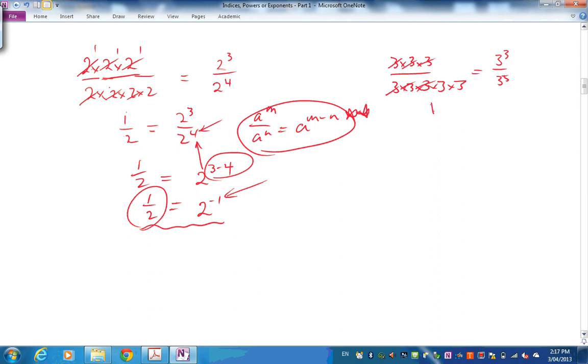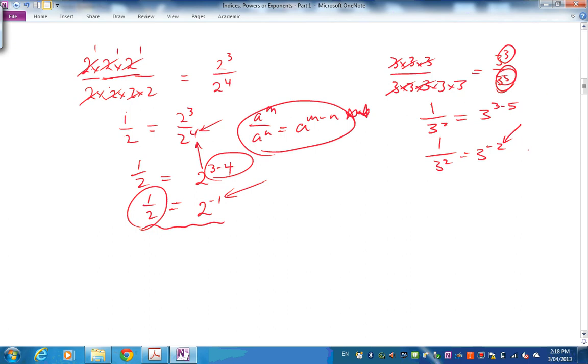This is 1 over 3 squared in the bottom line. And what do we get if we use this power rule? 3 take 5 is our rule: numerator power minus the denominator. So it's 3 to the neg 2. We're always going to generate a negative power here because the number of 3's in the bottom line is bigger than in the top line.